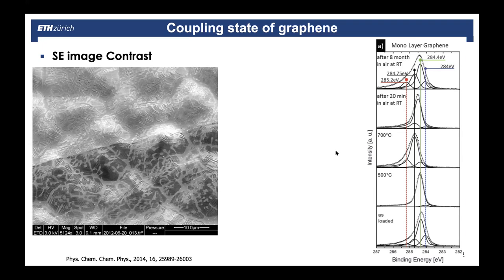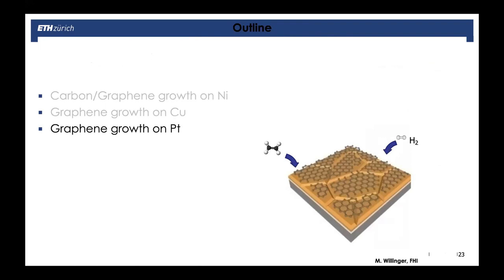Good. So the copper story is quite a long story. We did several things on it, and we have published some of it. And not all, sadly, because they're slow in publishing. But let me show you a bit the graphene growth on platinum. I like that much more, because platinum is a very good catalyst. And let's just go through it.